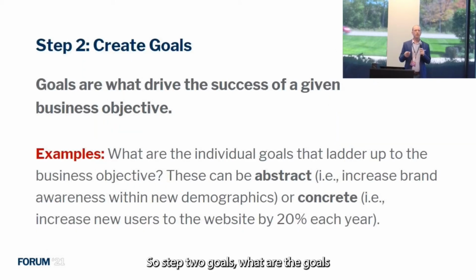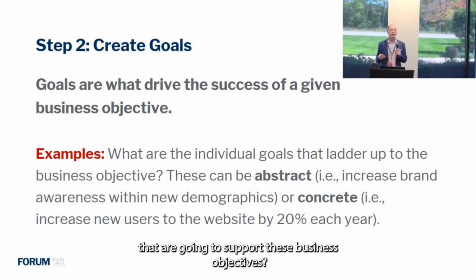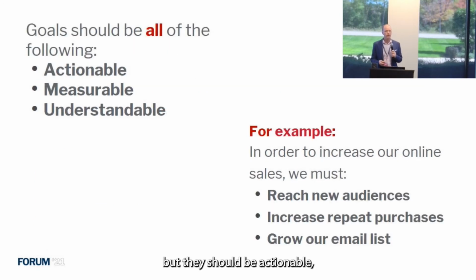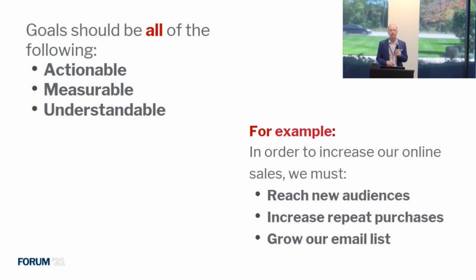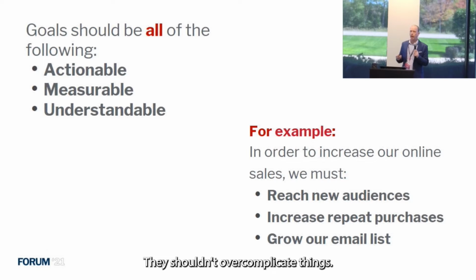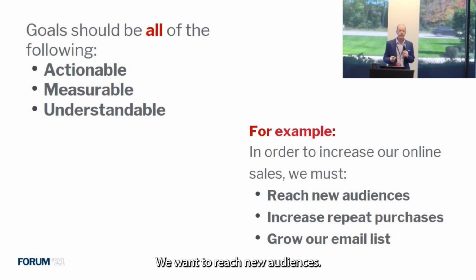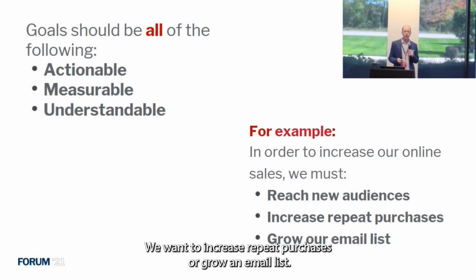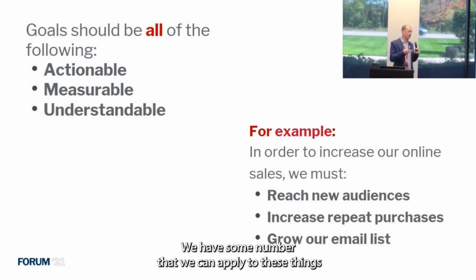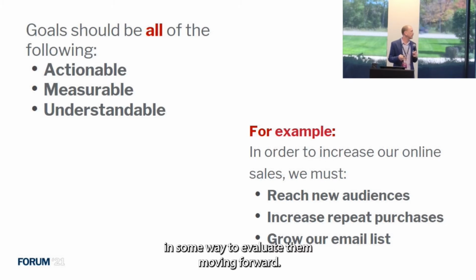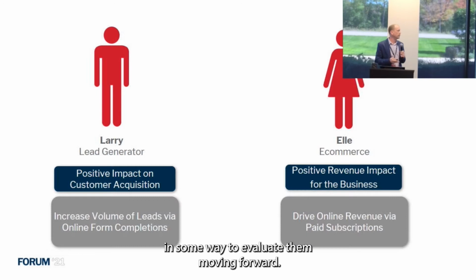So step 2, goals. What are the goals that are going to support these business objectives? Now, these can be somewhat abstract or concrete, but they should be actionable, measurable, easy to understand. They shouldn't overcomplicate things. They should be very direct. And in the examples that I'm supporting here, we want to reach new audiences. We want to increase repeat purchases or grow an email list. We have some number that we can apply to these things and some way to evaluate them moving forward.